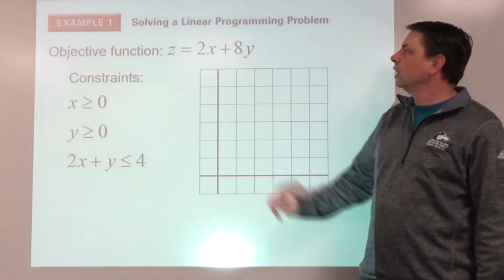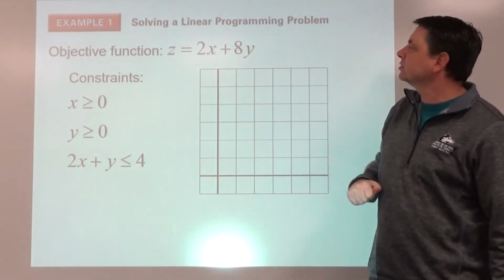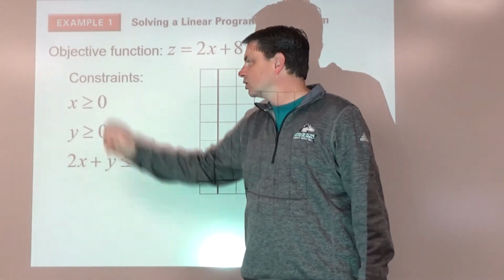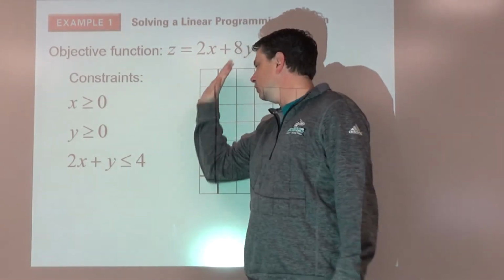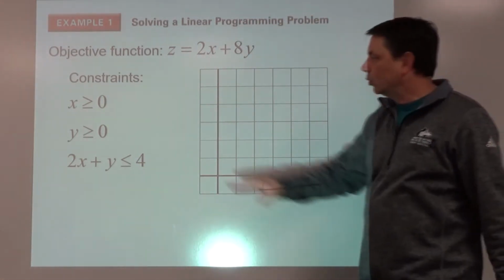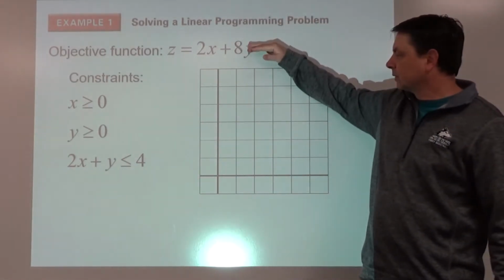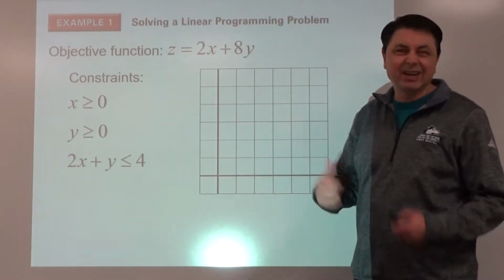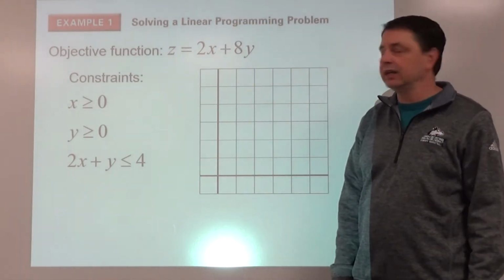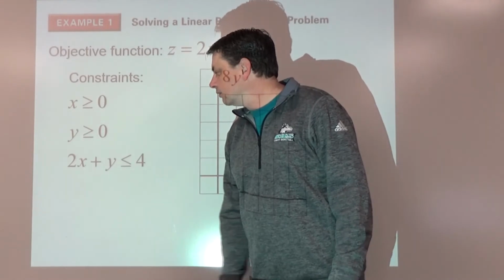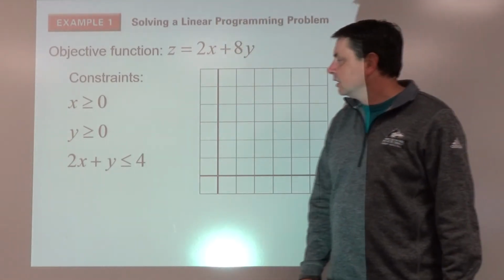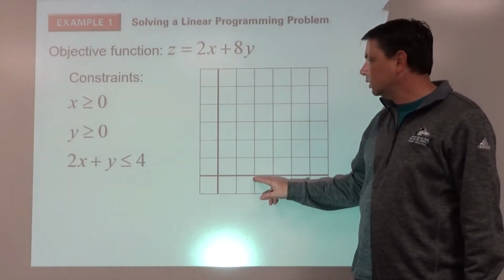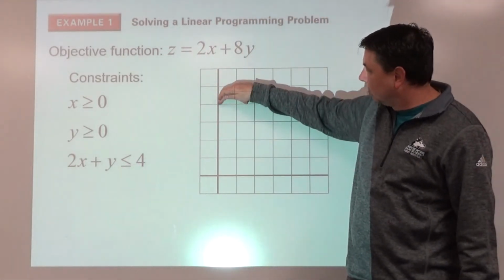So example number 1, our objective function is z equals 2x plus 8y, and here are the constraints. So we've got x is greater than or equal to 0, and y is greater than or equal to 0, and then this last one here, you could get y by itself, but maybe easiest just to get it in terms of finding the intercepts. So substituting 0 for y, you get an x-intercept of 2, and then the y-intercept of 4.